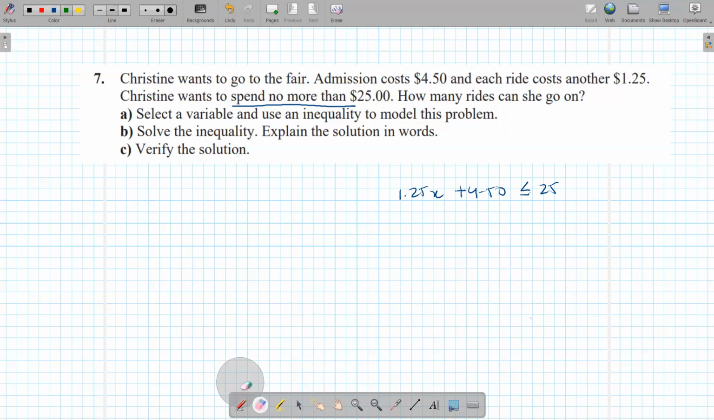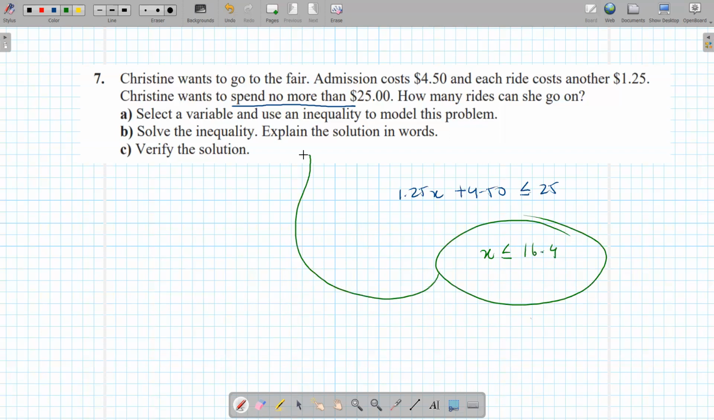All right, how do you solve this for x? Subtract 4.5. Yeah, and then divide by 1.25. Right, so 25 minus 4.5 divided by 1.25, you get a weird number. x is less than or equal to 16.4. Using this answer, what's the answer to part B?